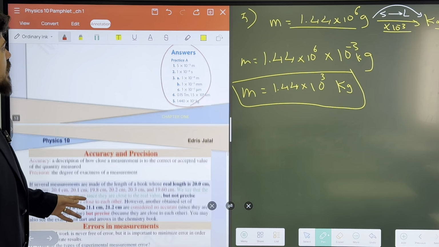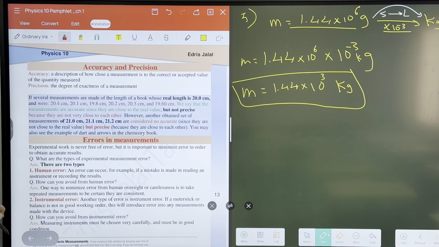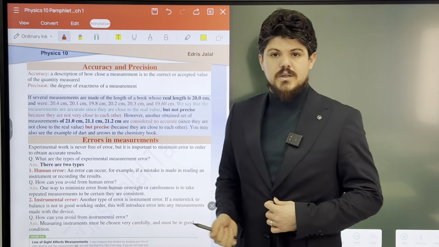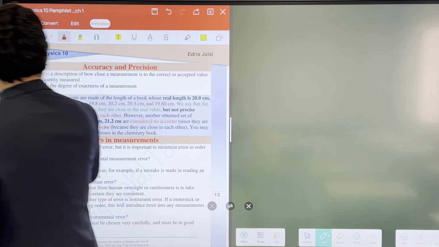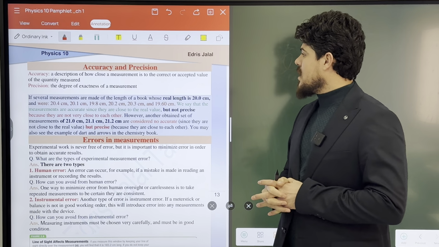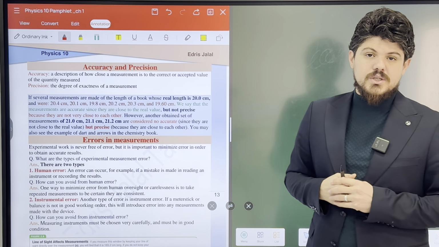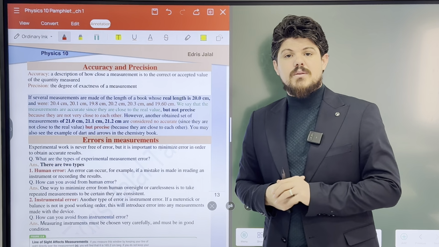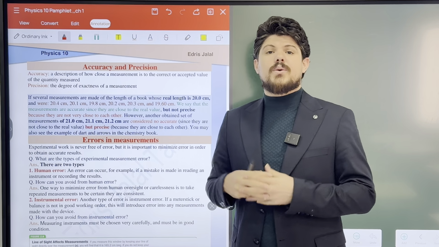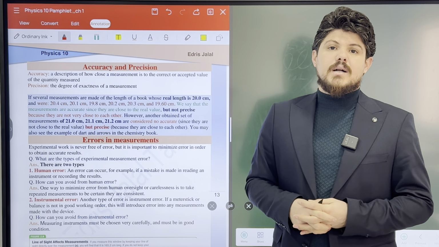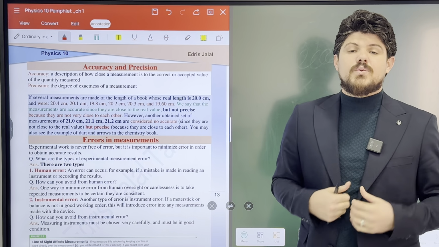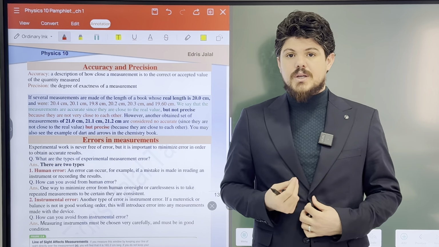In practice 1A. Another topic in section 2, guys, in this chapter is about accuracy and precision. What is accuracy and precision? Its definition is: accuracy is a description of how close a measurement is to the correct or accepted value of the quantity measured. It's very easy. It's related to the measured value compared with the real value, okay? And if the measured values are close to the real value, we can say these measured values are accurate, okay?